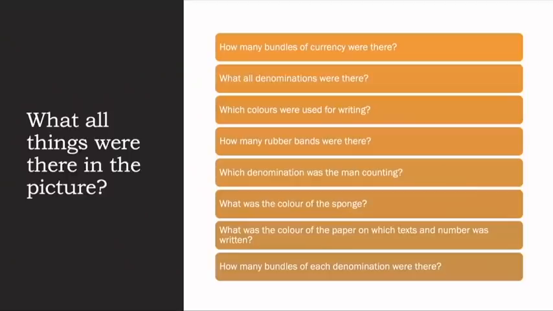Now, let us try to remember and revise the picture. How many bundles of currency were there? What all denominations were there? Which colors were used for writing? How many rubber bands were there? Which denomination was the man counting? What was the color of the sponge? What was the color of the paper on which text and number were written? How many bundles of each denomination were there?